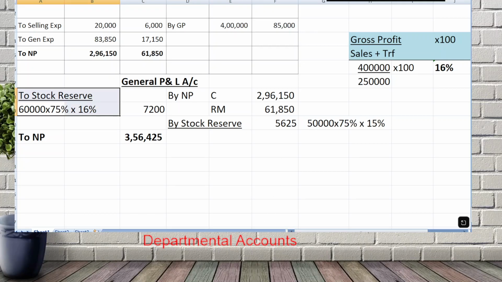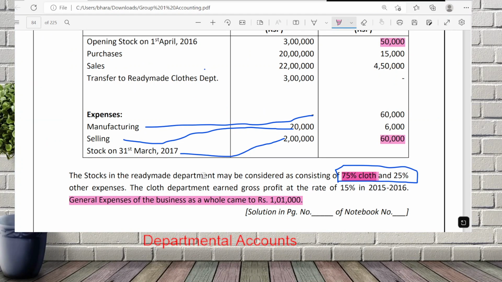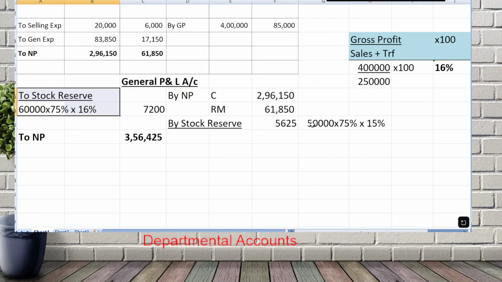என்ன கொடுத்துருக்கோம் பாருங்க. Stocks of the ready-made department may be considered consisting of 75% cloth. என்னோட ஸ்டாக்ல ஃபுல்லும் கிளாத் இல்லை, I transferred only cloth from you. My stock, how much percentage is cloth? 75% is cloth, assuming it is transferred from the other department. So stock into 75%, that into last year GP ratio for the opening stock, and that into current year GP ratio for the closing stock.